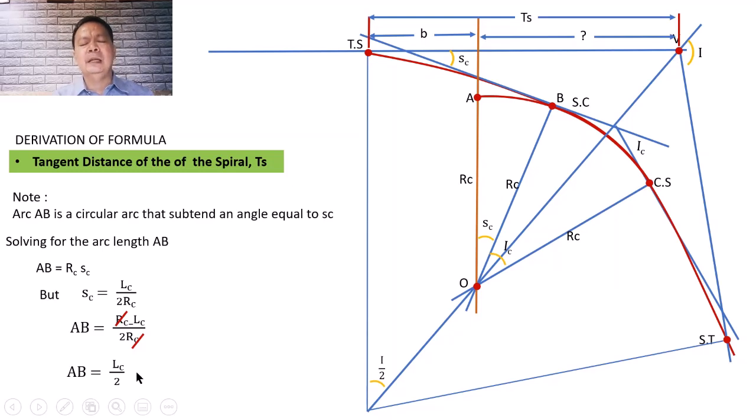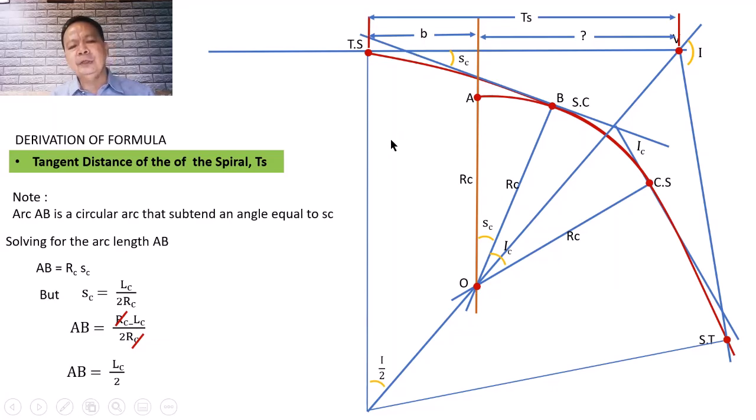The spiral length at SC is equal to LC over 2. Kaya kung ito ay LC over 2, diba? At dahil nga sabi ko nga kanina, itong ating spiral distance from here up to that point is approximately the same or equal to that of B, because this angle will be very, very small.